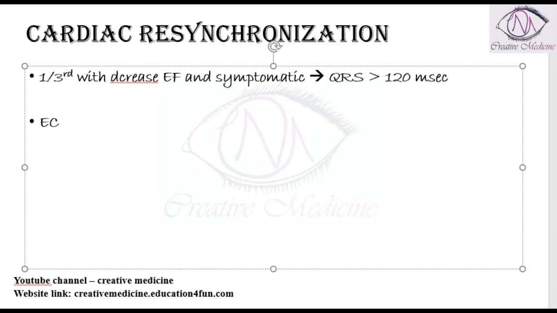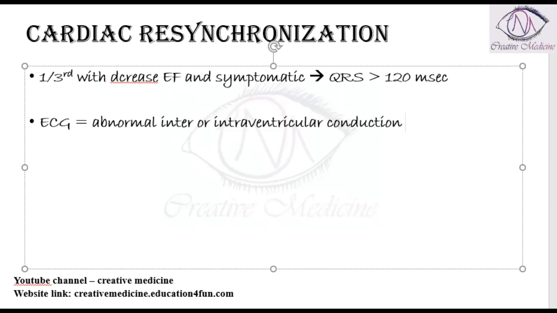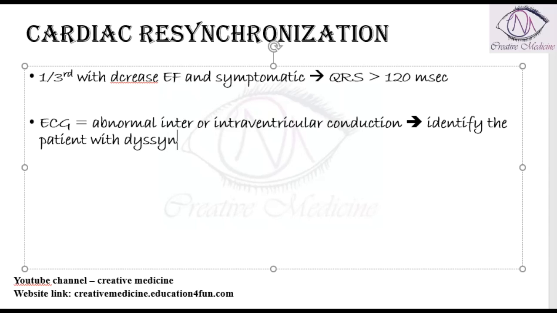So if you do an ECG, and the ECG shows abnormal inter or intraventricular conduction, this is used to identify the patients with dyssynchronous ventricular contraction, that is, some different or abnormal ventricular contraction.